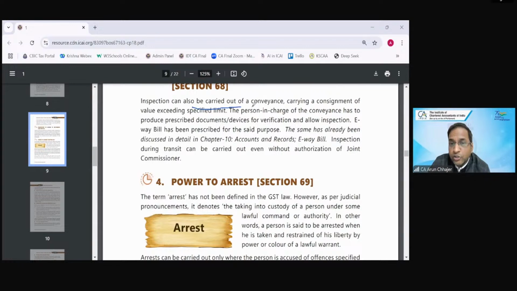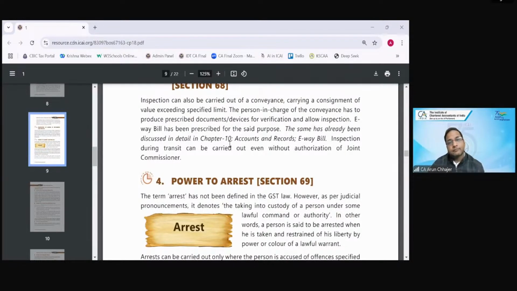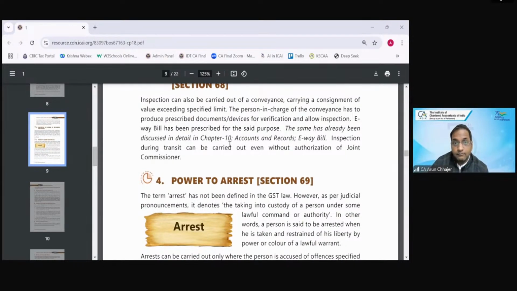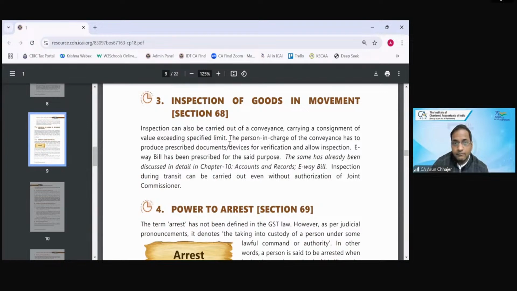Inspection can also be carried out of a conveyance carrying a consignment of value exceeding the specified limit. Can anyone tell me what is the specified limit? क्या limit है? What is the specified limit? We have already discussed now. Yes, answer is 50,000. Quickly, can you give me the answer?